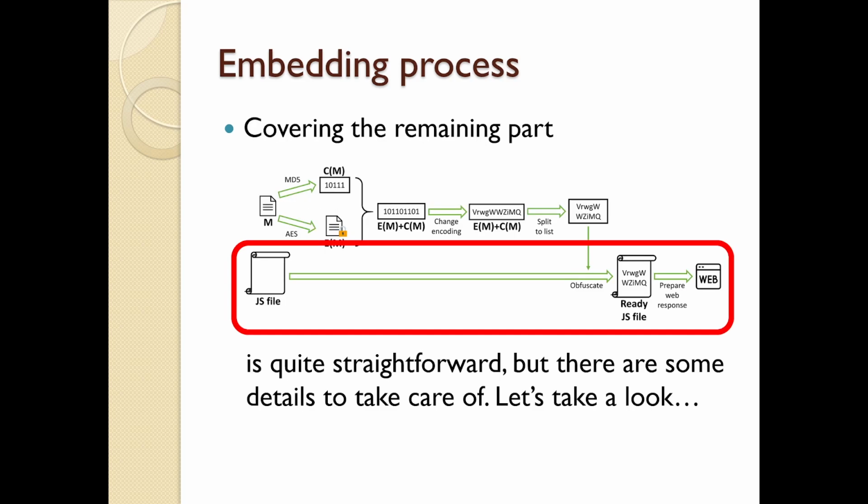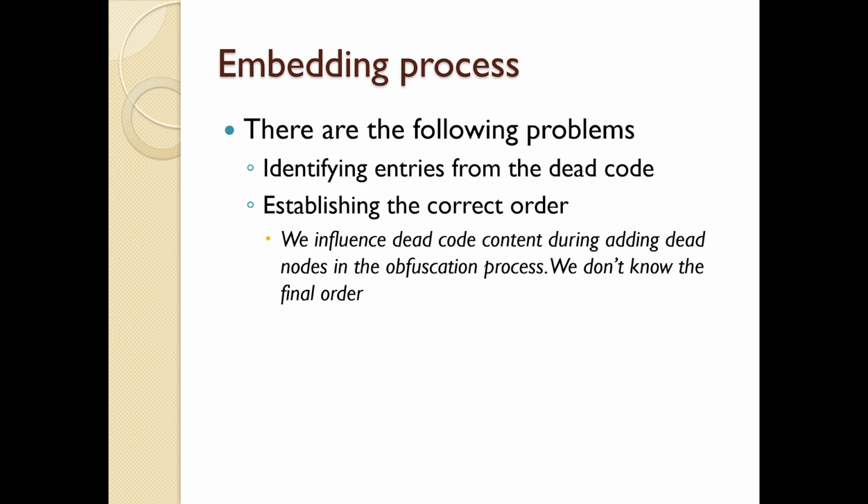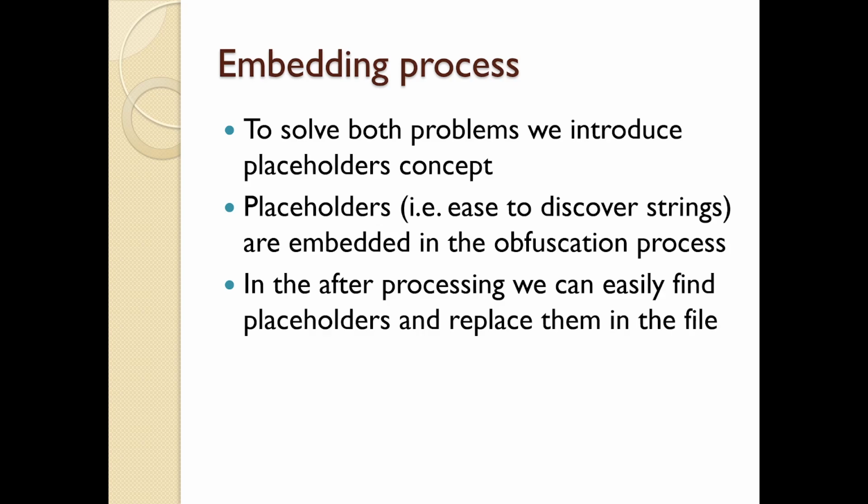Including the table of secret strings into the JavaScript file is a quite straightforward process. However, we need to investigate two things. Either we have a challenge in identifying which entries are from the dead code once it is generated, or during the obfuscation process we might have a problem with finding the correct order in which they appear in the final generated file. To cover both problems at once, we introduce the placeholder concept.